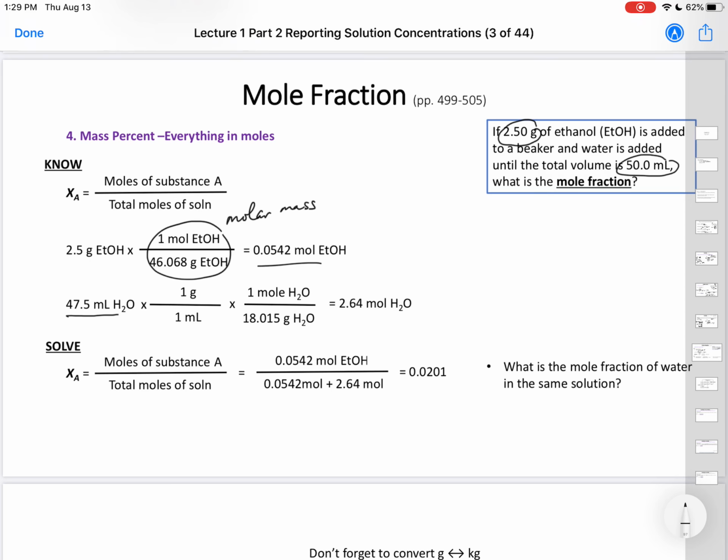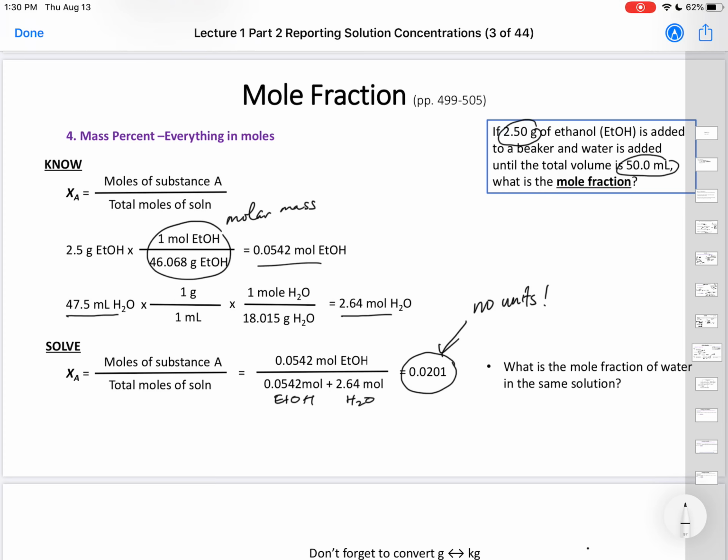And to find the mole fraction really is just the moles of ethanol over the total. And remember, the total is ethanol plus water, okay? And so you're going to get 0.0201 as your mole fraction. Notice there are no units for the mole fraction, because the moles and moles cancel out.